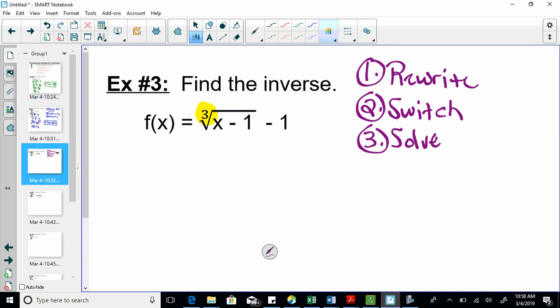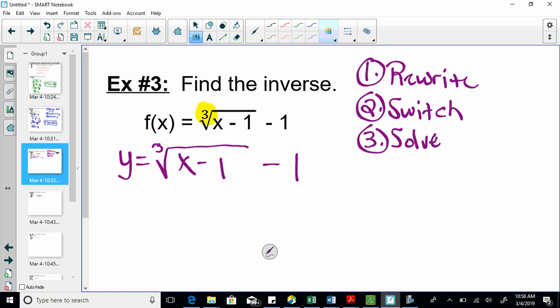So, number 1 says rewrite. So now we rewrite it as y equals the cube root of x minus 1. And the minus 1 is also on the outside. That's separate. Do not write them all together under that cube root. It's the cube root of x minus 1, and then also minus 1 on the end.